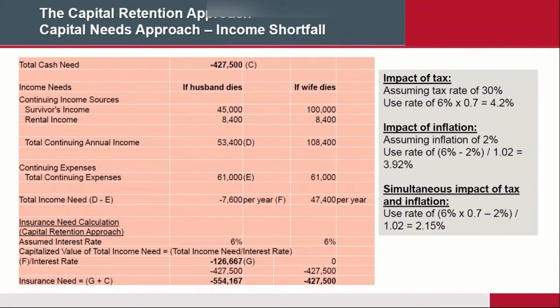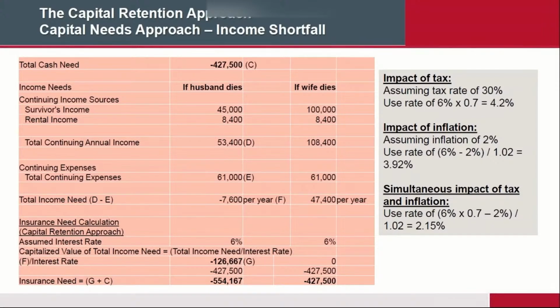In other words, you're short $7,600 per year. So therefore, we need to capitalize that $7,600. In other words, you need to ensure that we have a fund that will generate $7,600 a year for you. So how we do that is we assume a certain interest rate. Now on the exam, they'll tell you what the interest rate is. So in this example, it's 6%.